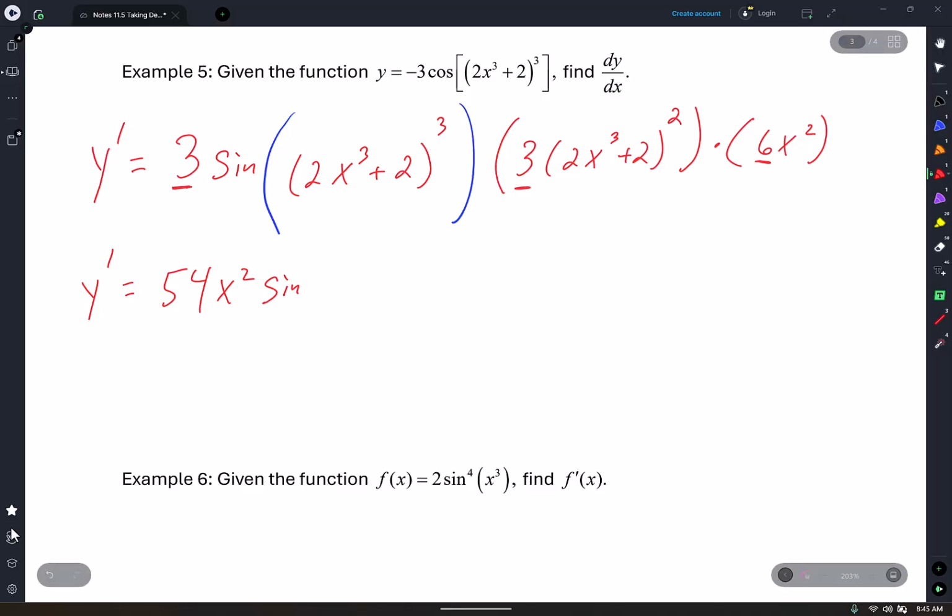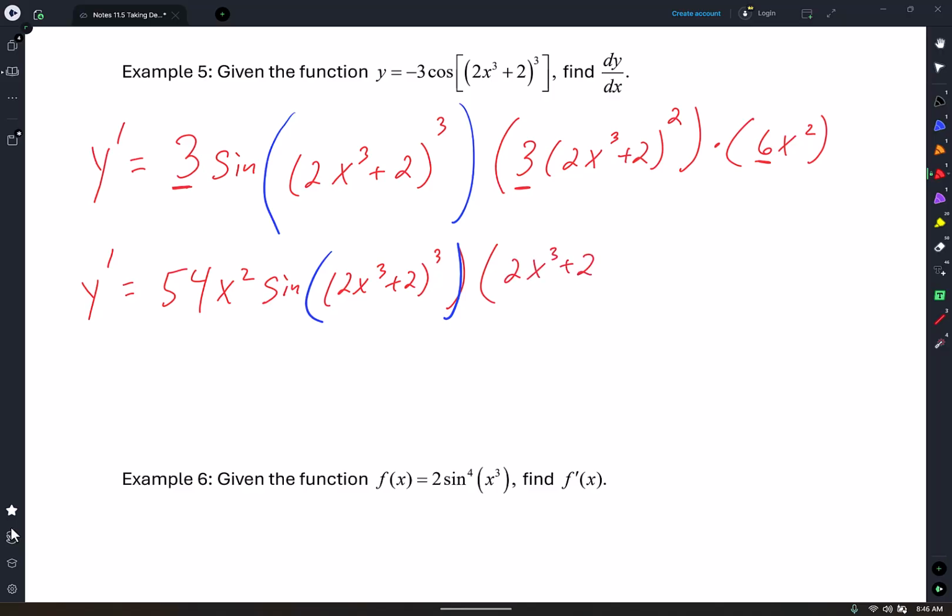Sine of this. Sine of 2x cubed plus 2 to the third power. Okay, let me close it. I didn't get the color blue here. All right. And then what do I have left? Just a 2x cubed plus 2 squared? Yes. 2x cubed plus 2 squared. I'm sorry. I forgot that you're looking. Cool or not cool, guys?